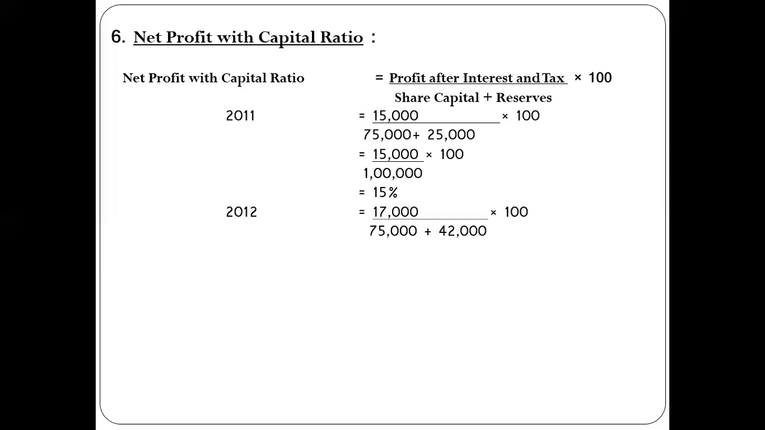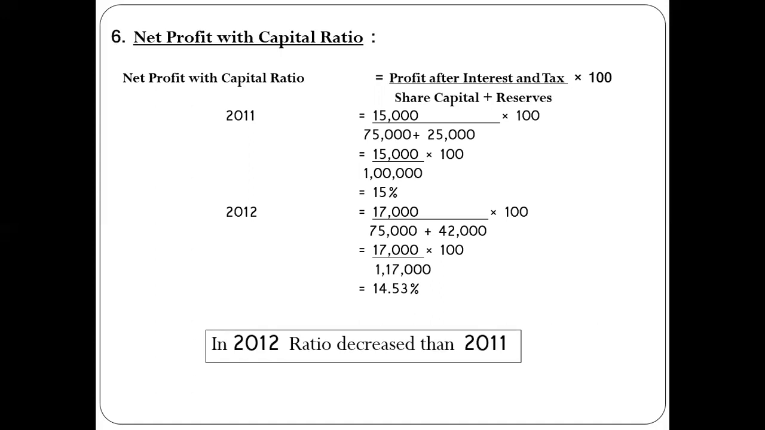For 2012, 17,000 divided by 75,000 plus 42,000 into 100. So it is 17,000 divided by 1,17,000 into 100. So we get the answer 14.53%. So here we can clearly see that regarding the capital also, the net profit ratio is decreasing. So in 2012, ratio decreased than 2011.